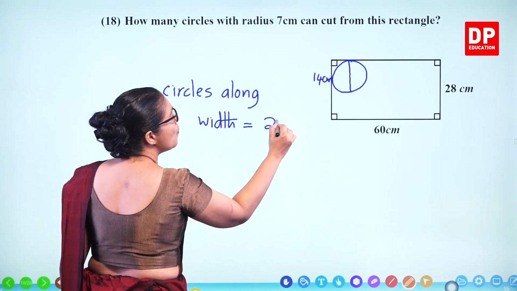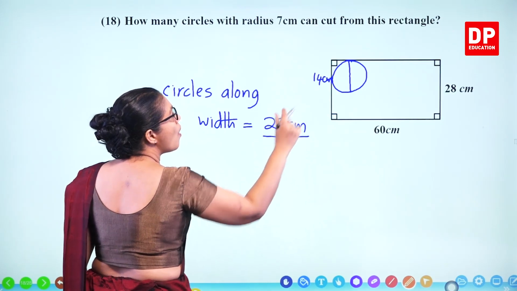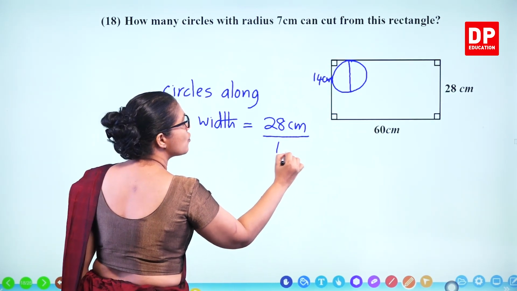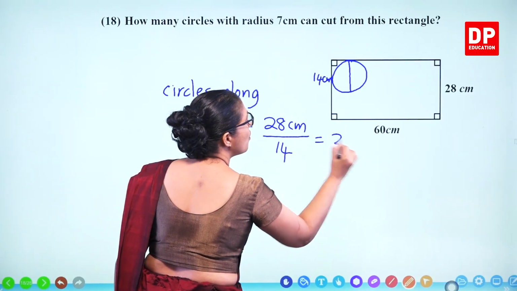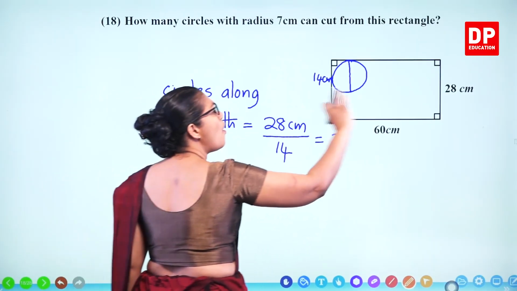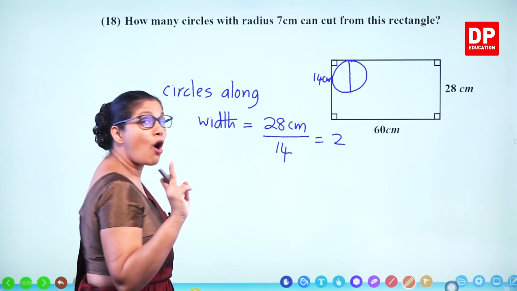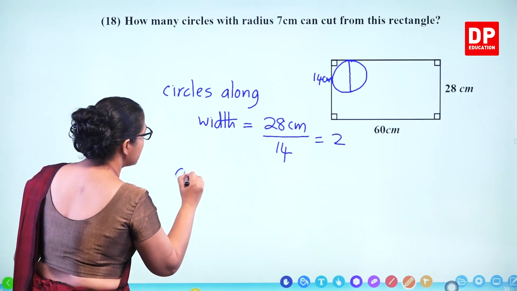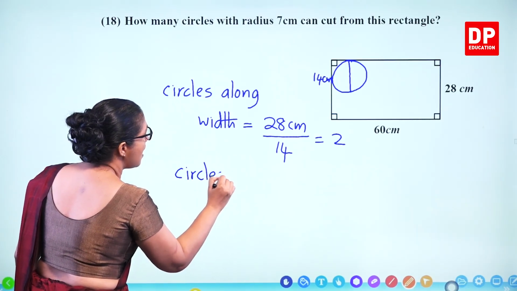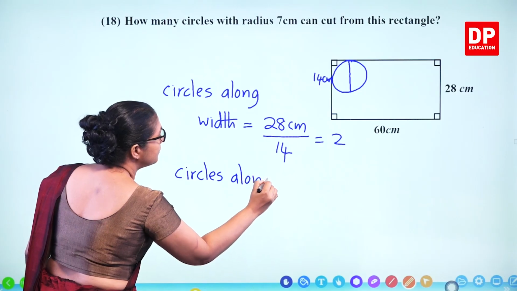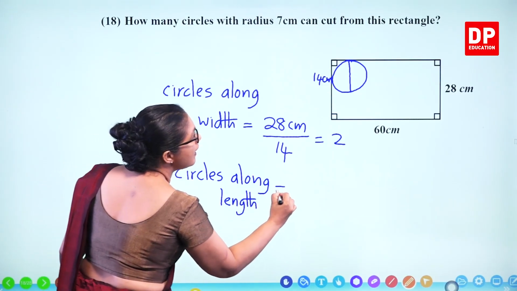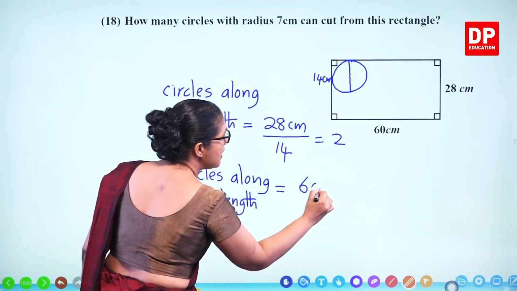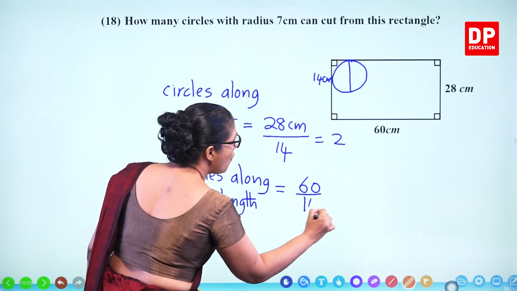28 is the width, but the diameter is 14. So you get 28 divided by 14, which is 2. Then how many circles can you cut along the length? Circles along length equals the length, 60 centimeters, divided by 14.